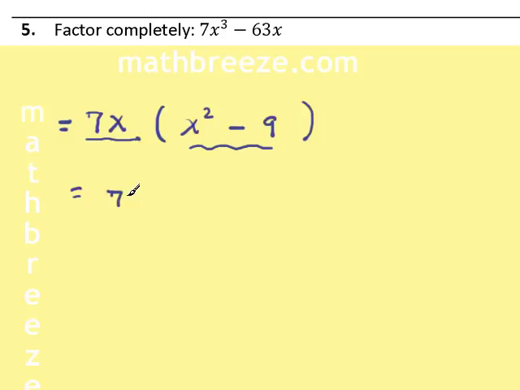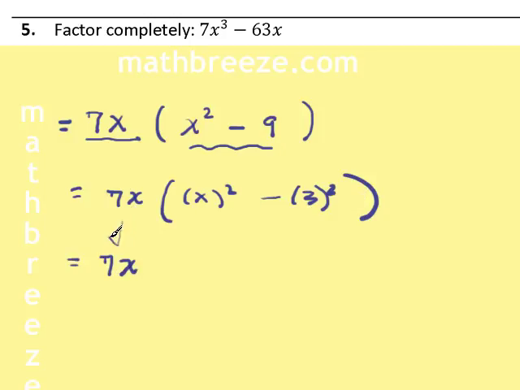Let's write that's x squared, and that's 3 squared. You don't really have to do this step if you don't want to. Don't forget to keep bringing down that 7x. That's part of the solution. So here we have the difference of 2 squares, x plus 3, x minus 3.